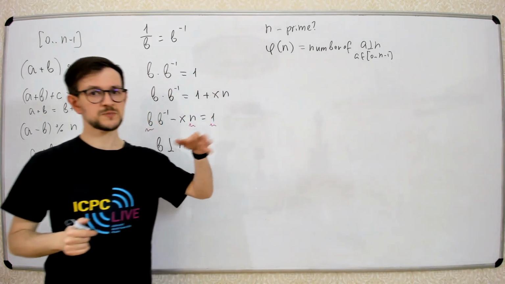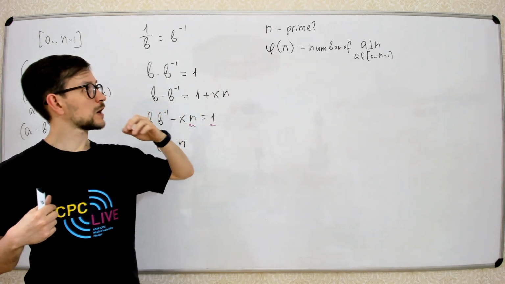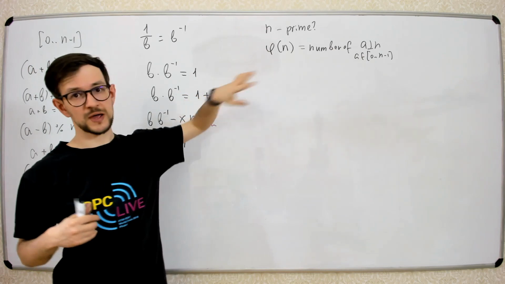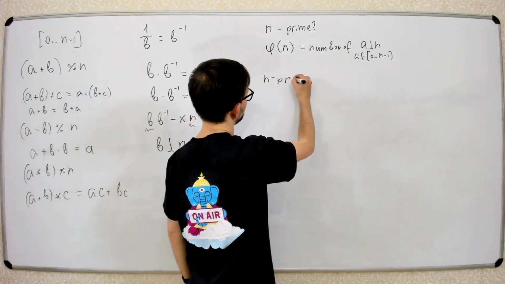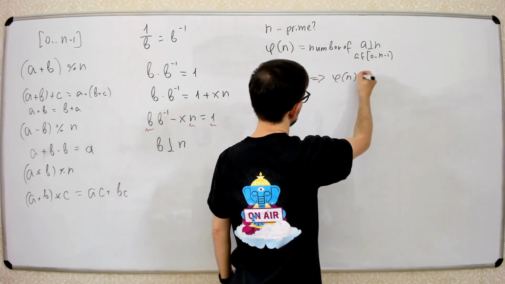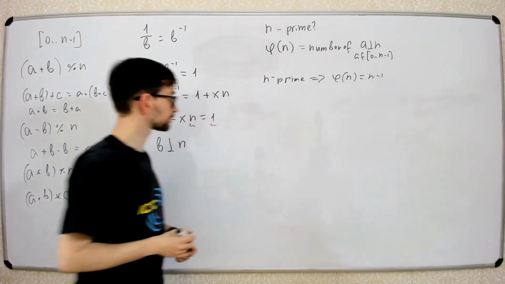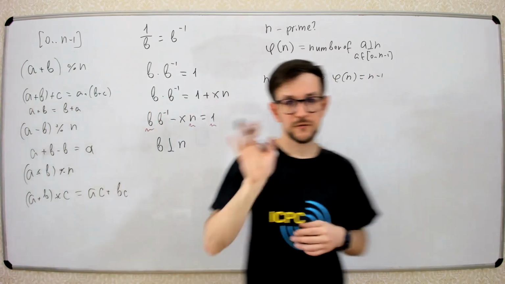So phi of n is basically the number of integers coprime with n. Now, if n is prime, then phi of n equals n minus 1. Now, a really simple theorem.